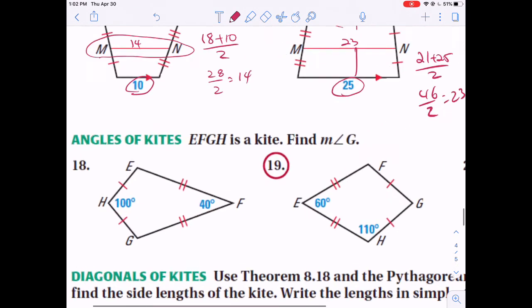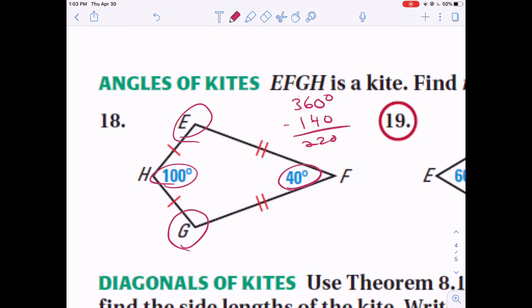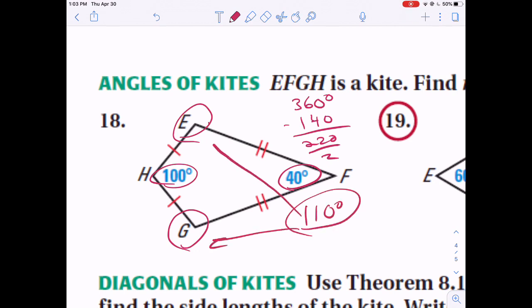All right, some kites for you. Remember on kites, you got these two sides equal and these two sides equal. Therefore, angle E and angle G are equal. Well, it's a four-sided figure, so I know its total is 360 degrees. I've got 40 and 100 already used up, so I'm going to subtract the 140 from that. And I have 220 degrees left for E and G. Well, again, they're split equally, so I'm going to divide the 220 by 2. Each of those is 110 degrees for these two angles.